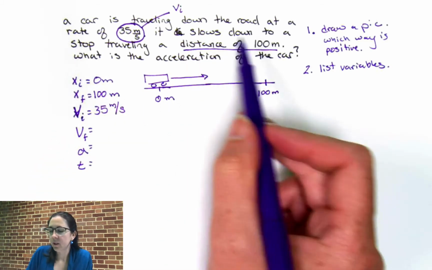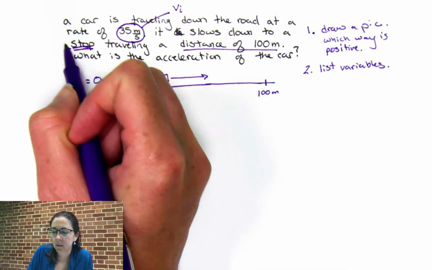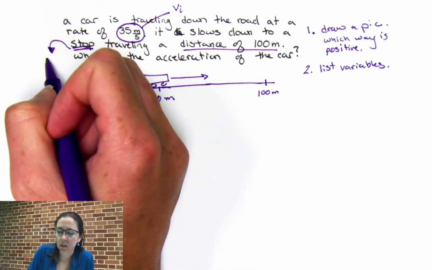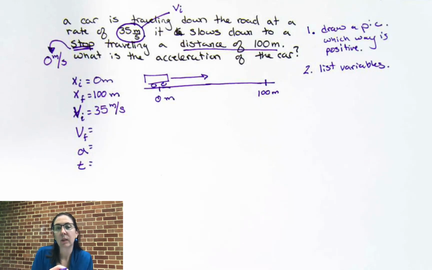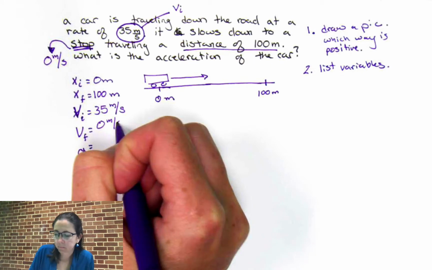So if it slows down to a stop, stopping is important. When something stops, you're not moving anymore. So when you're not moving, that means your velocity is 0 meters per second. So it was moving, now it's not. That means our final velocity is 0 meters per second.